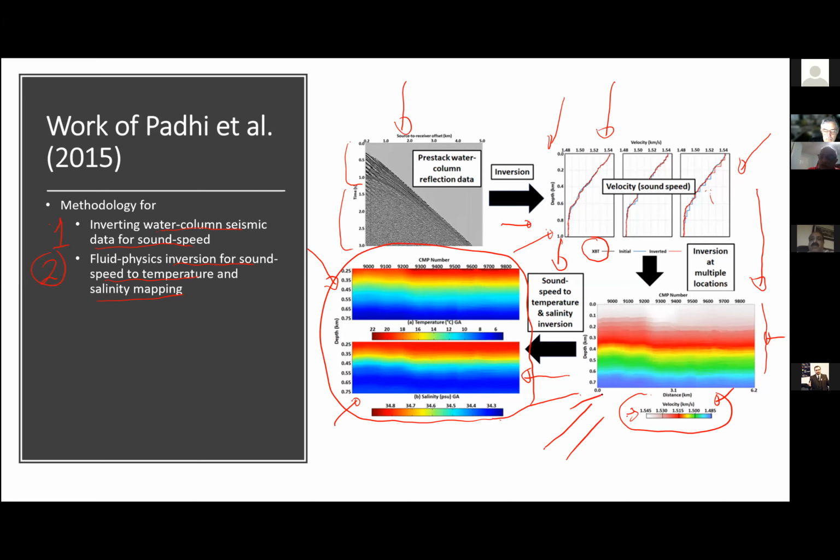What are the issues with the method Padi did? Of course, it's a very good work, but what he did was using the resources available at that time. Now we have better resources, we have better technology. So what I'm going to concentrate on is how we can improve this work of Amit and get a bias-free estimation of sound speed from seismic data.